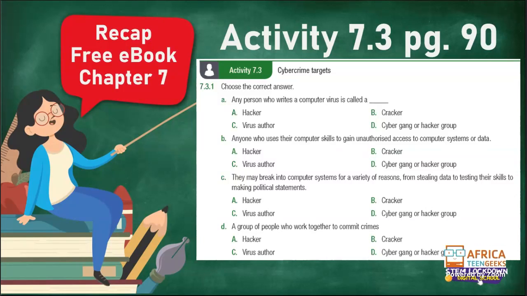Then we have a person who writes a computer virus is called, then we have a hacker, a virus author, a cracker, a cyber gang. So the most probable answer there is C, which is a virus author. And then B, anyone who uses their computer skills to gain unauthorized access to computer systems or data, that person is called a hacker. It's a person who uses his or her computer skills to gain access to a computer system or data.